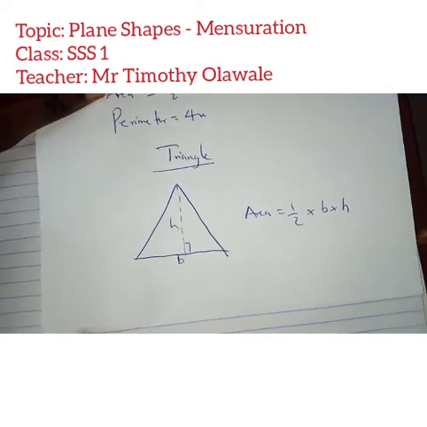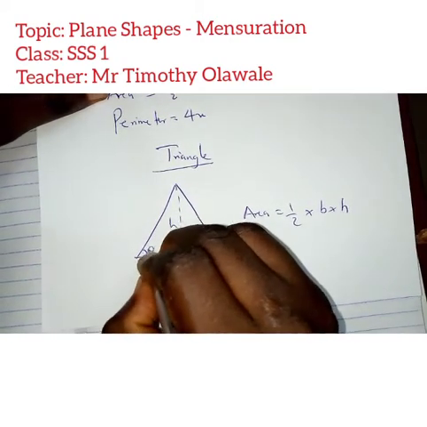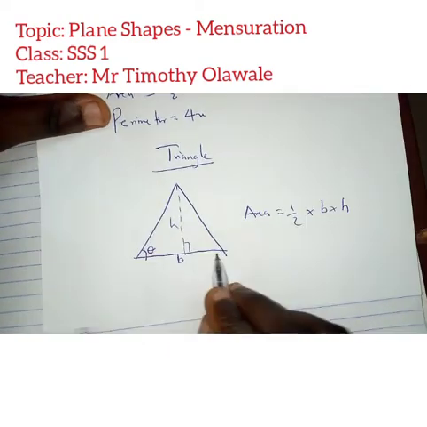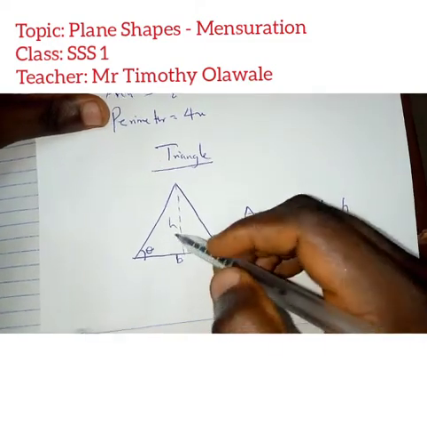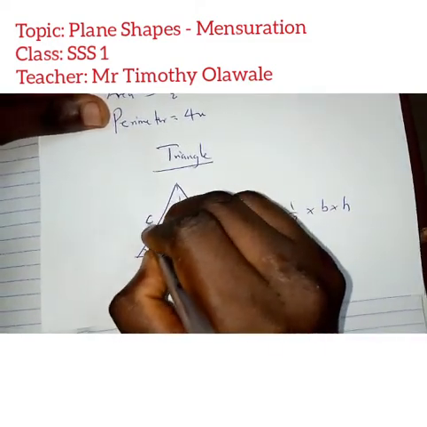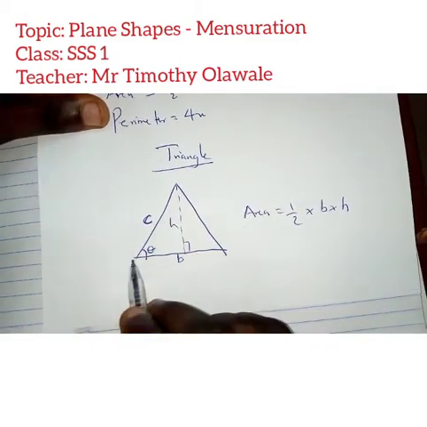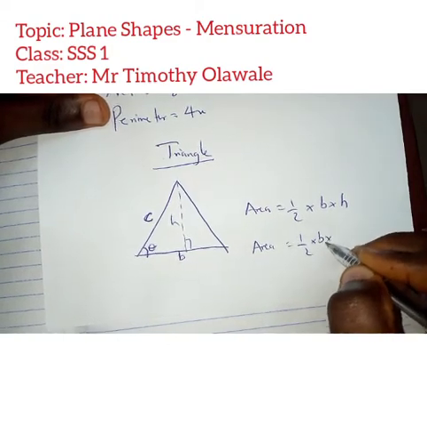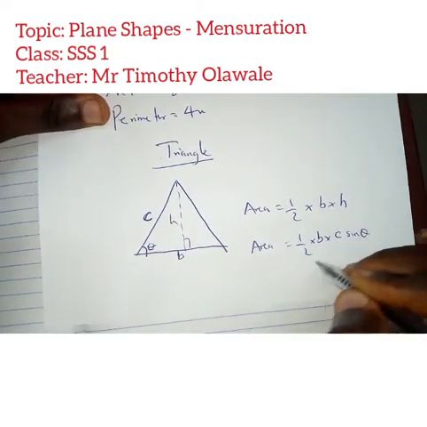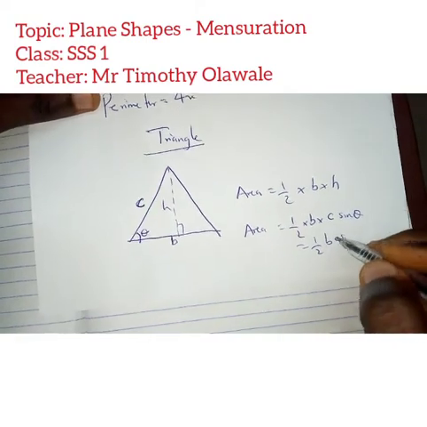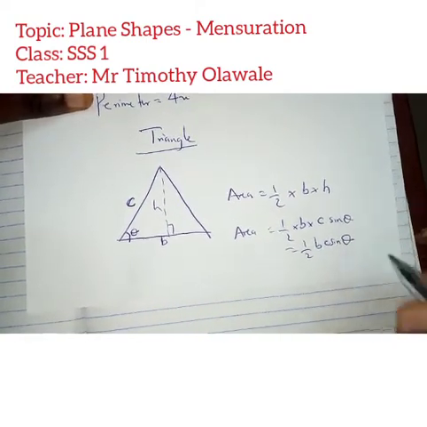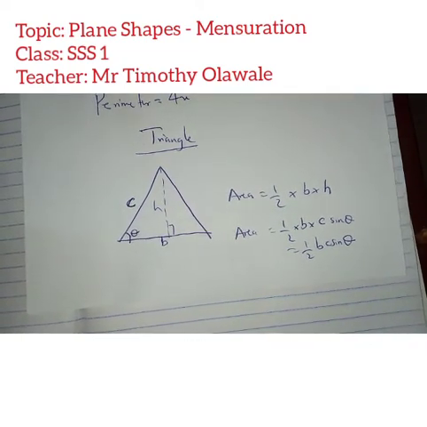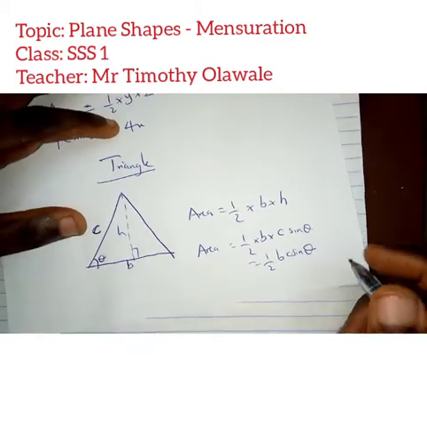Another thing we can look at is assuming we have an angle theta and a base, but we do not have the height. Let's say we're given a side like this, the base and one of the sides. The area will be half times base times c sine theta, so it's half bc sine theta. So the area of a triangle is sometimes not fixed; it depends on the parameters we are given.